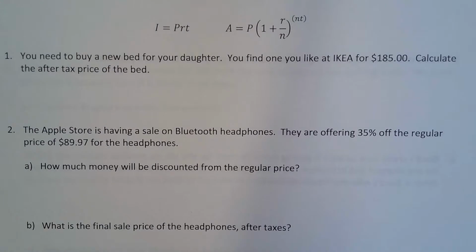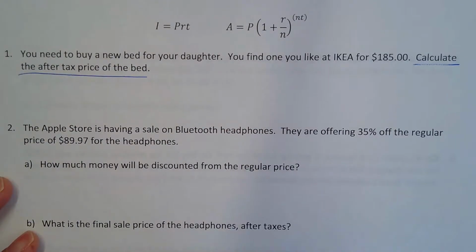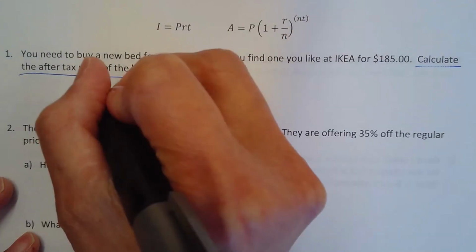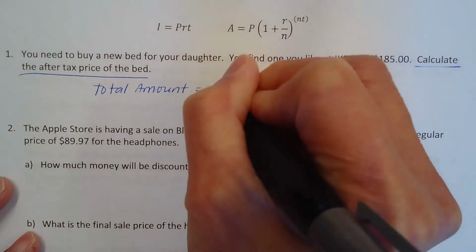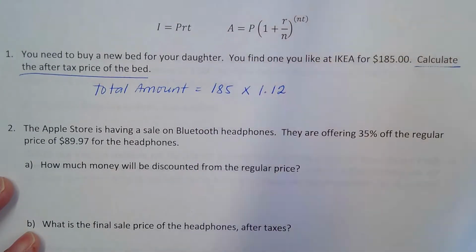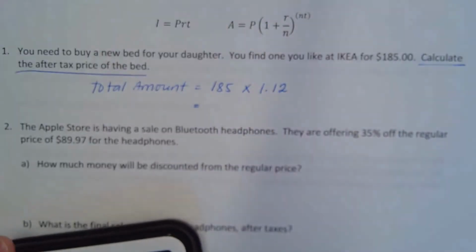And the question there is, calculate the after-tax price of the bed. So this is what it says on the tag when you're going shopping. Now, how much would it cost them, including the taxes? So, total amount would be $185 times, you want to include the taxes, so that's 185 times 1.12. And that's basically it. You figure that out.